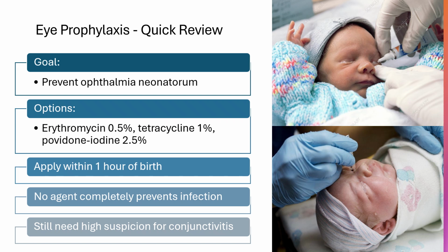Tetracycline offers similar efficacy, but has become less available. Povidone iodine deserves consideration, especially in resource-limited settings. Studies show equal or superior efficacy compared to antibiotics.